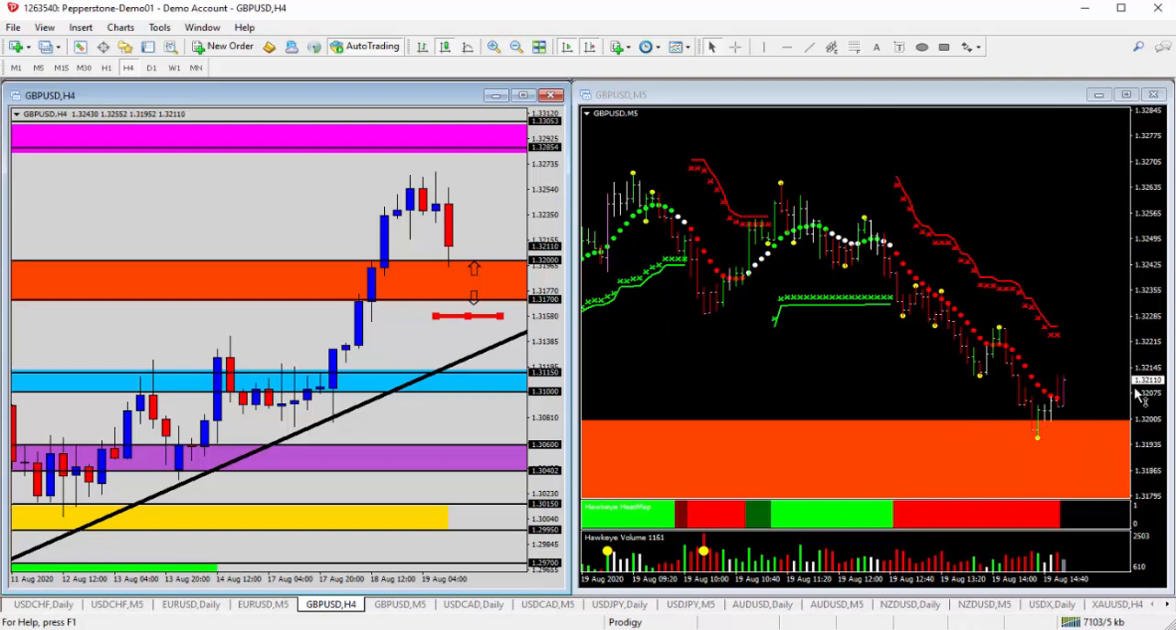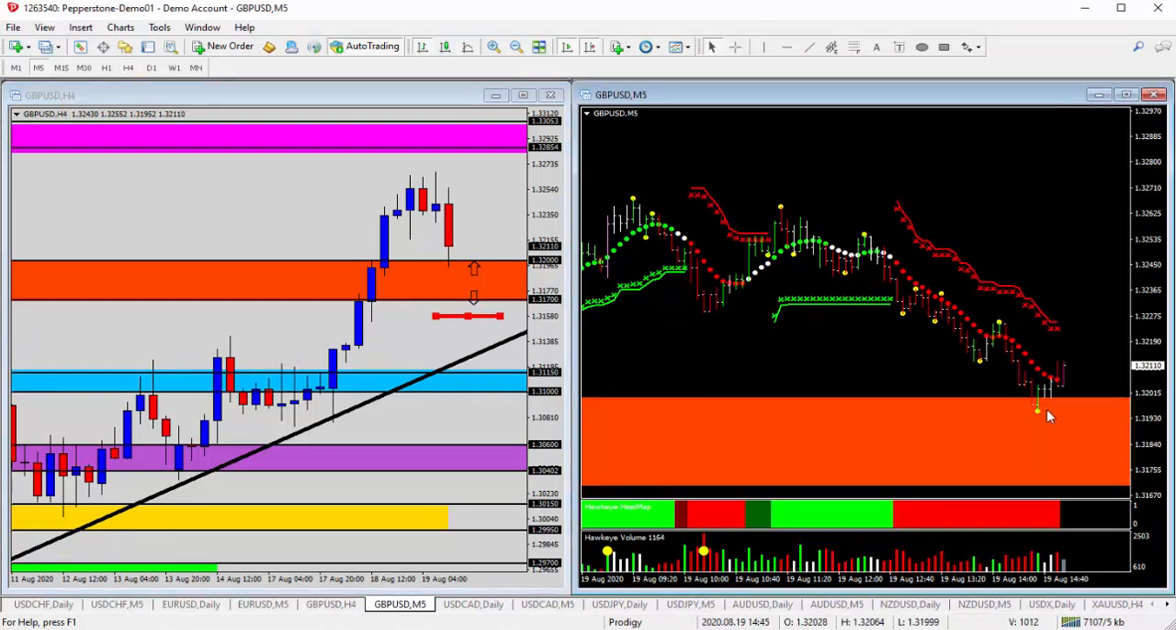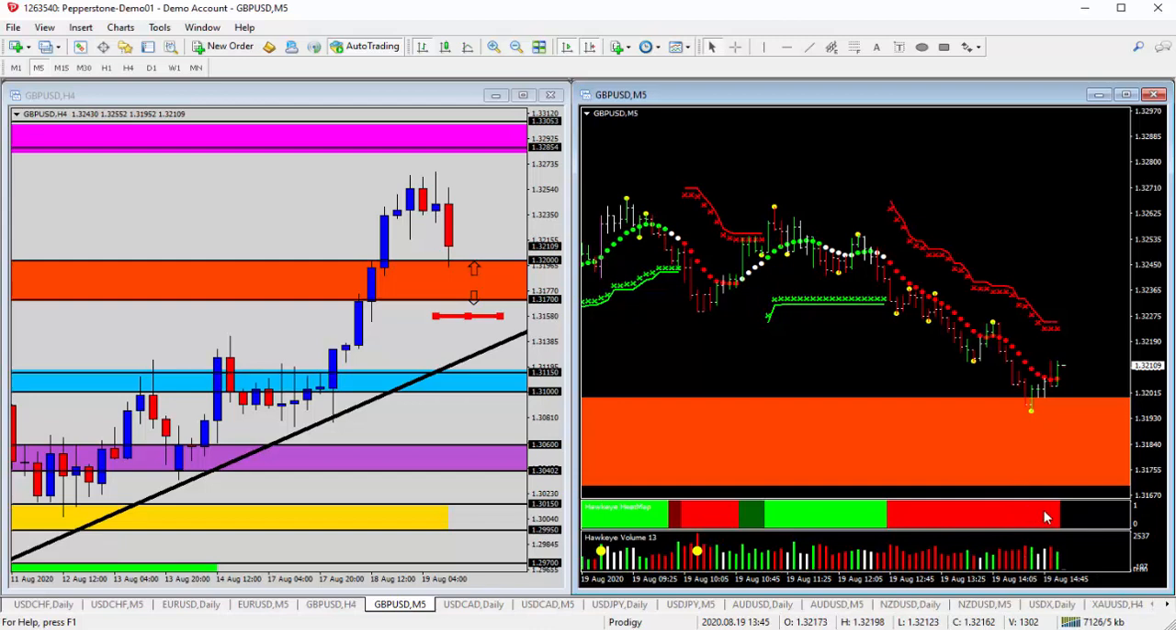We see the orange zone sitting down there into the 1.32 level. At this point, everything's red. The trend line, the trend dots are red, the heat map, the volume is red. What we're looking for, if we're looking to take a long into the orange zone, is for everything to turn green. Look for the trend dots to turn green and the heat map to turn green. If all that happens, that could give you the long opportunity that we're looking for today for the pound dollar.